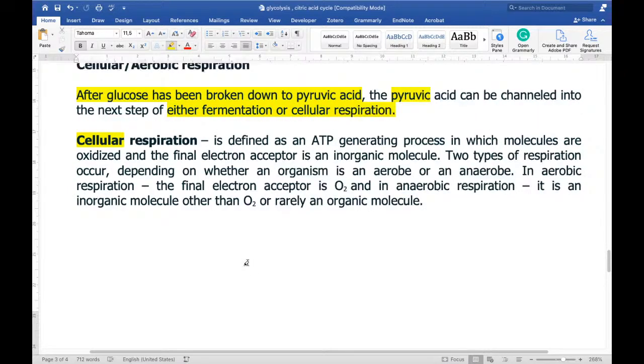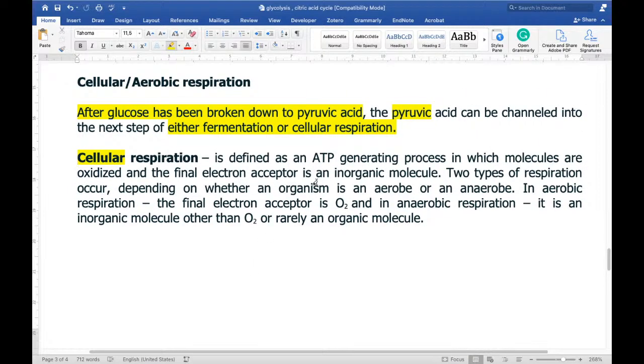In cellular respiration, ATP is produced, molecules are oxidized, and finally the electron acceptor is an inorganic molecule. There are two types of respiration, aerobic and anaerobic. In aerobic respiration, the final electron acceptor is oxygen. In anaerobic respiration, it is an inorganic molecule other than oxygen. That's the main difference between aerobic and anaerobic respiration.